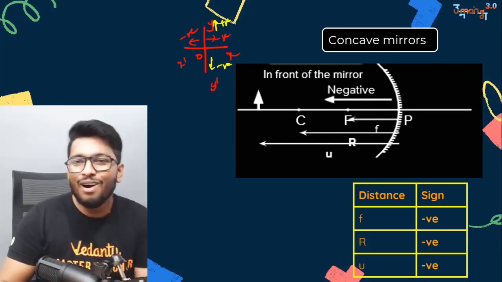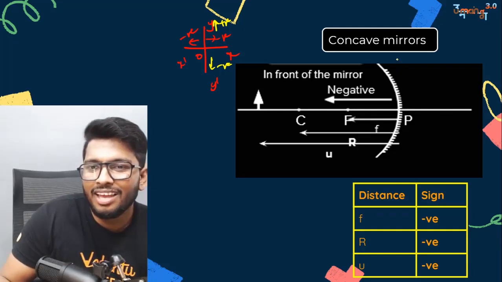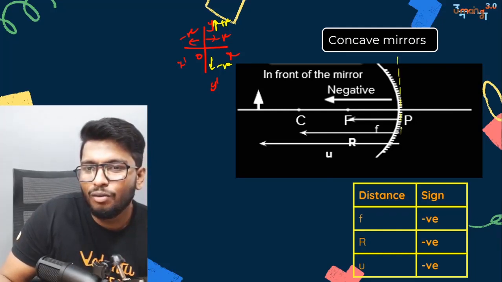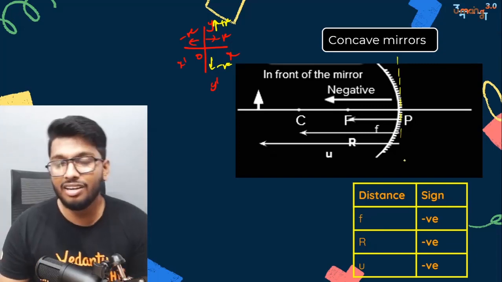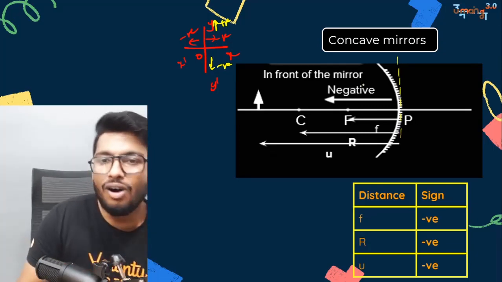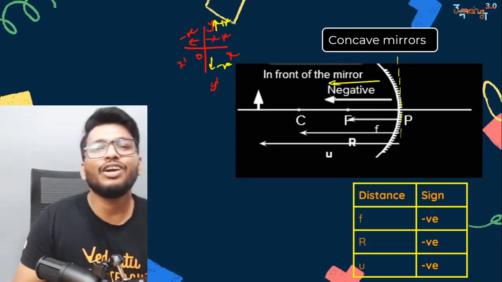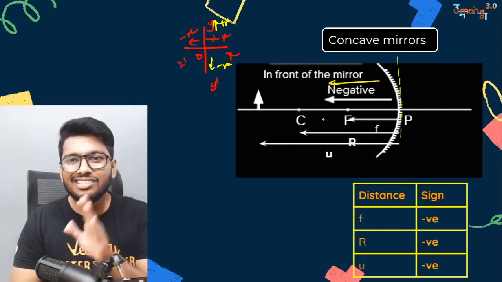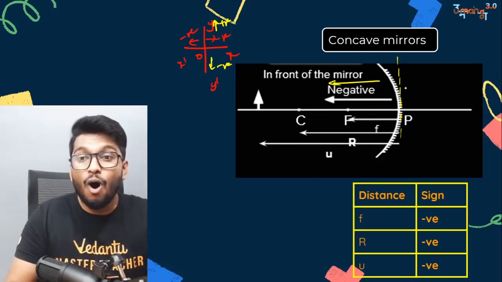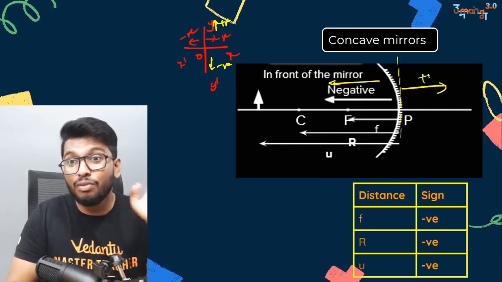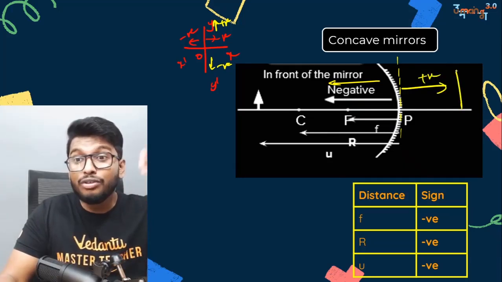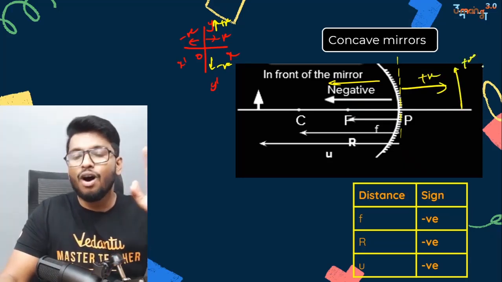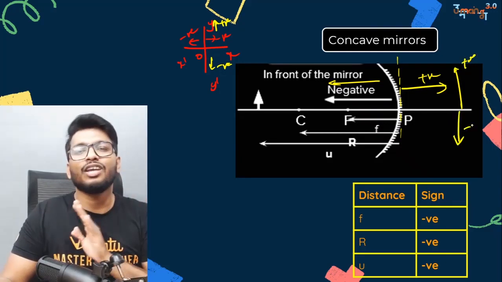If this is my mirror, imagine the pole is basically my origin here. All distance in front of the mirror will be taken as negative. All distance behind the mirror, you'll take it as positive. All distance above the principal axis, you'll take it as positive. All distance below the principal axis, you'll take it as negative.